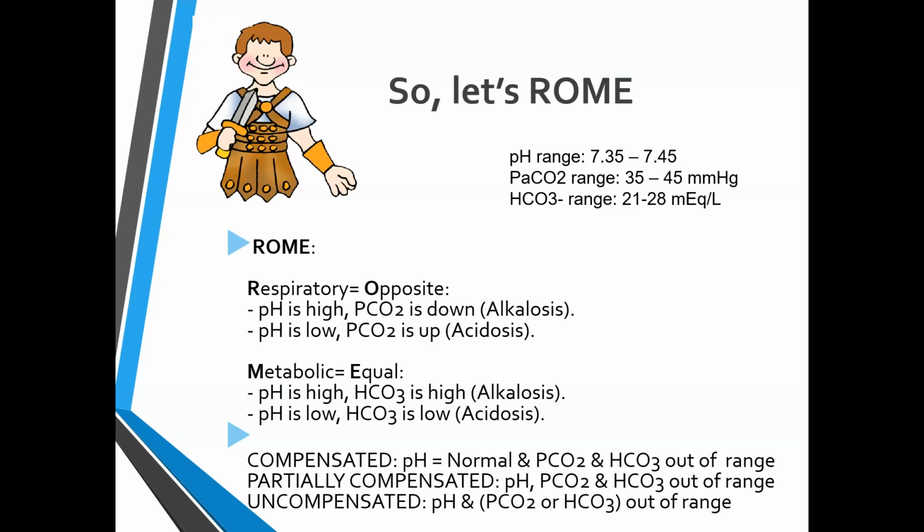So when you look at your compensation, make sure you do it in a systematic manner each time. The first thing you will do is look at the pH. If it is normal, then basically it's compensated, and you don't really need to look at both the CO2 and the bicarb. If your pH is out of range and your CO2 and bicarb are out of range, then it is partially compensated. If your pH and only one of your other components of CO2 or bicarb are out of range, then it's considered uncompensated or no compensation.